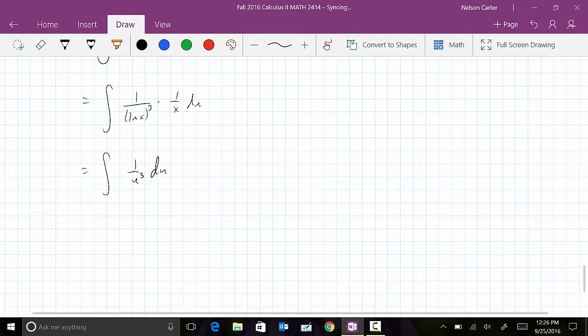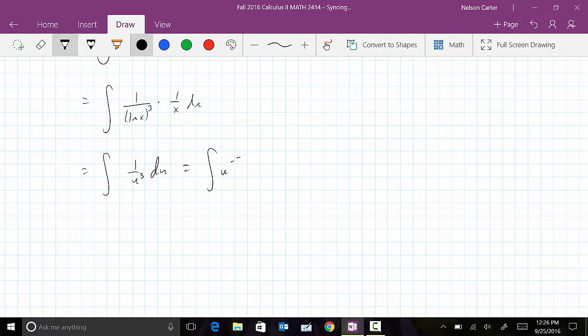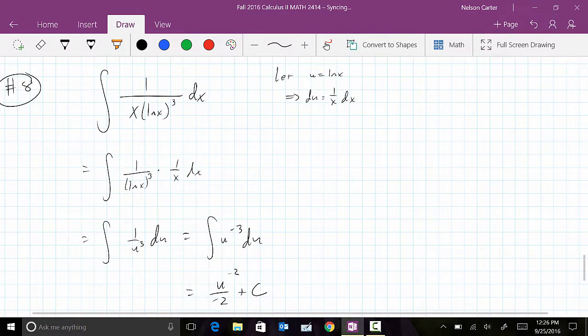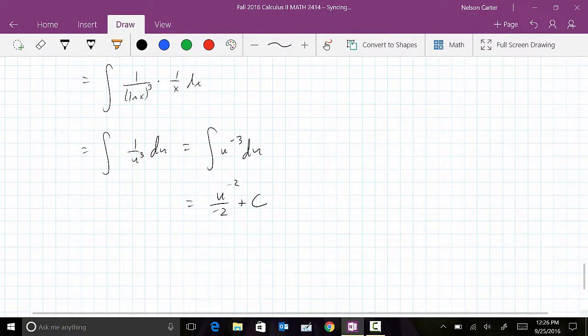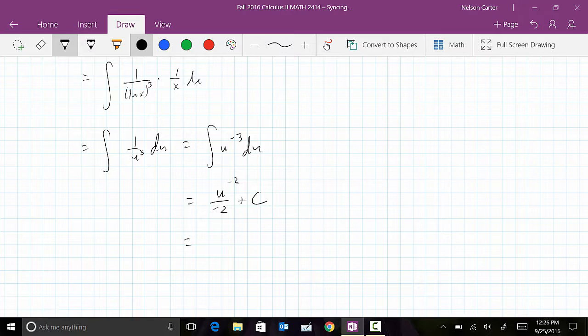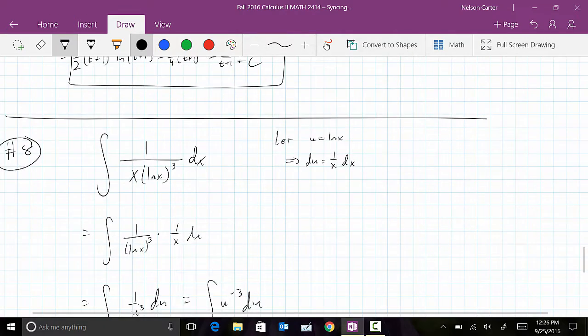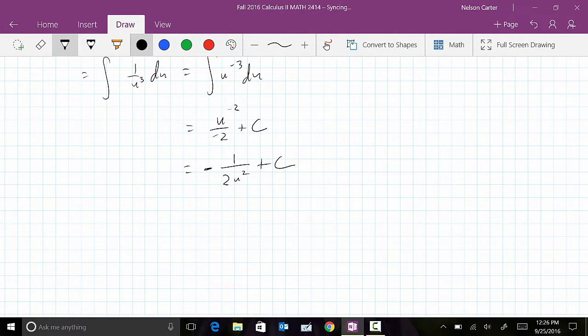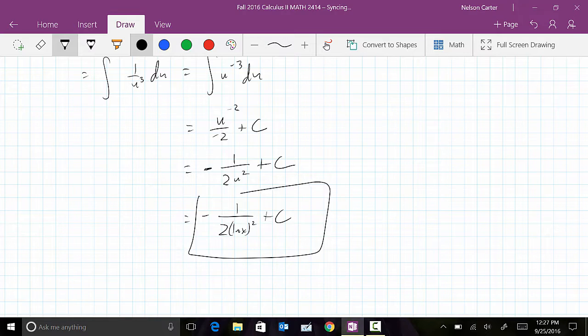You could rewrite this as the integral of u to the power negative 3 du. So that's going to be u to the power negative 2 over negative 2 plus a constant. We could rewrite this as negative 1 over 2u squared plus a constant. And then u was equal to the ln of x, so this is the same thing as negative 1 over 2 times the ln of x all squared plus a constant. That's it.